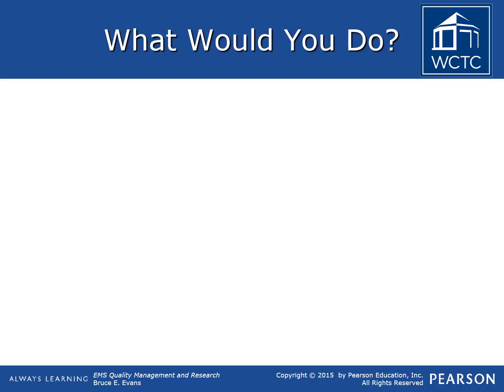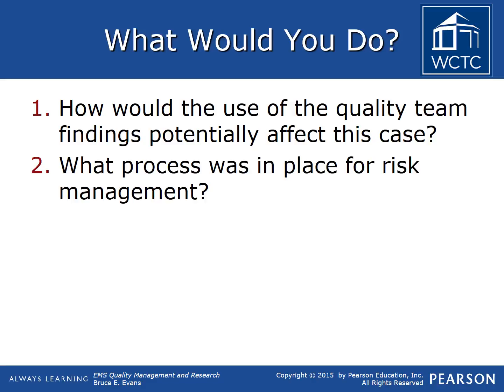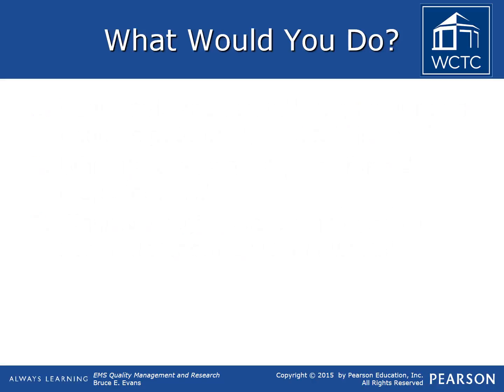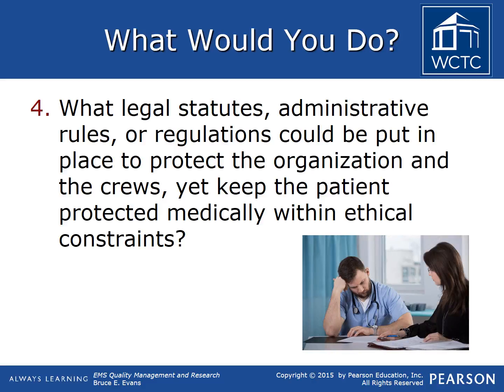Looking at the totality of the quality improvement process in this case, how would the use of the quality team findings potentially affect this case? What process did the EMS agency have in place for risk management, both from a patient care perspective as well as related to legal liability? What strategies were employed to avoid judgment or legal award? What legal statutes, administrative rules, or regulations exist or could be put in place to protect EMS agencies and crews from civil liability while also ensuring accountability to a patient wrongfully harmed by an EMS agency or crew? Hopefully, you should be able to formulate answers to these questions once completed with this module.